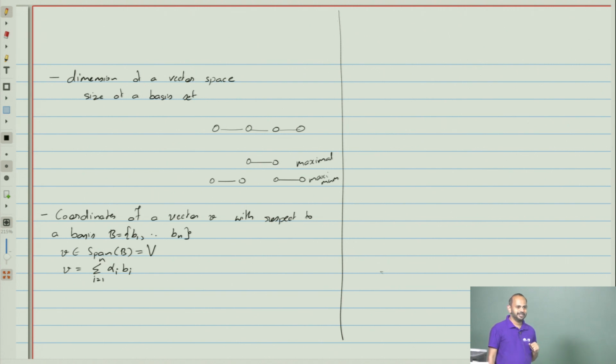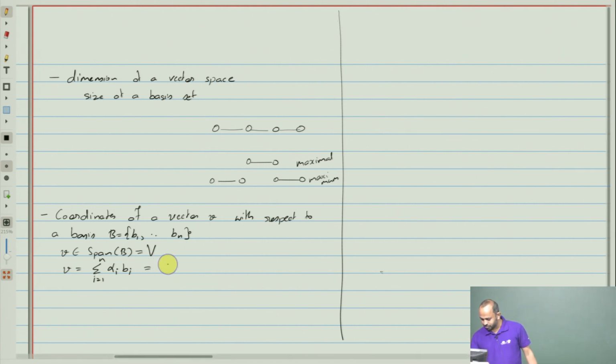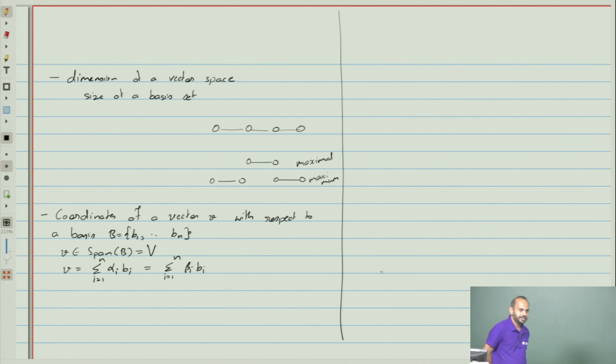Why? Suppose v was also obtained by summation over i equal to 1 to n beta i b i. Now, you subtract the two equations. So, you will get summation of alpha i minus beta i into b i is equal to 0. What does that mean? That means all the alpha i minus beta i have to be 0.